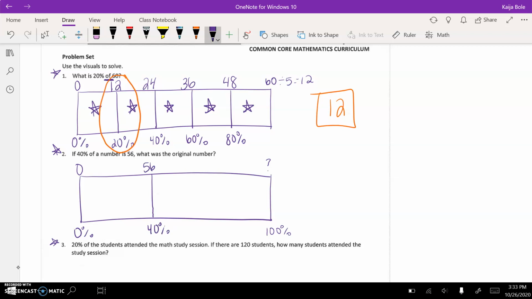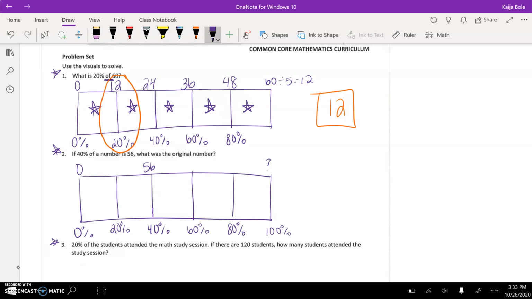Now, we cannot count by 40s and get to 100 because it'd be 0, then 40, then 80, and then 120. So if you look up above, though, we had 40% in there. We counted by 20s. So eventually you'll kind of just learn the patterns that you can use to count with.